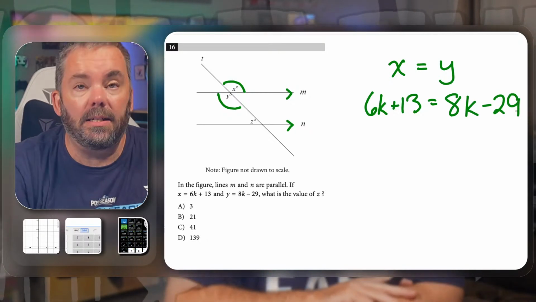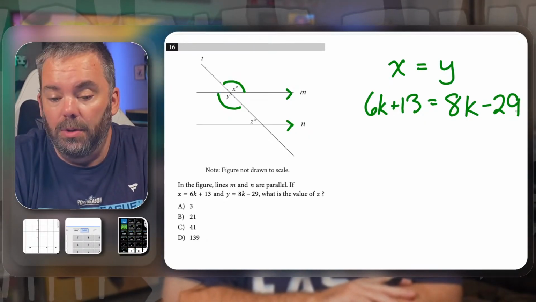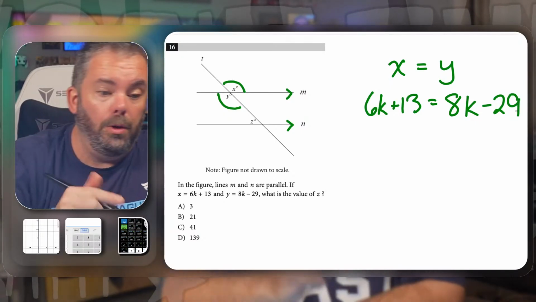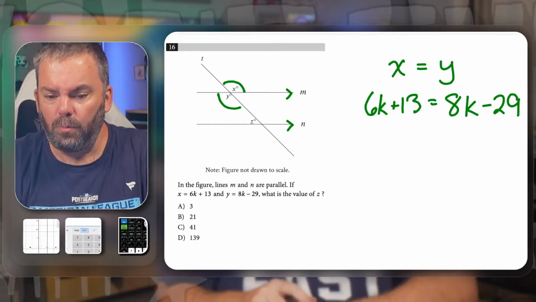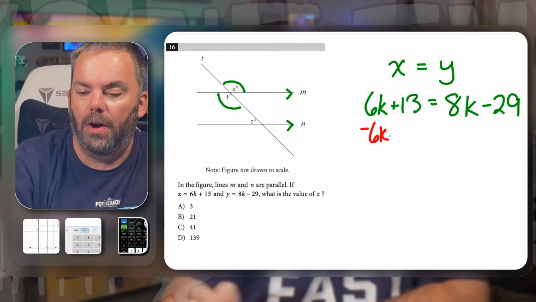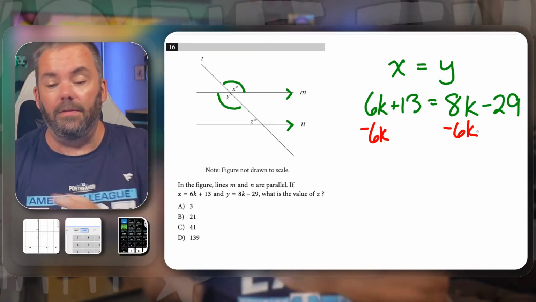So if we set x and y equal to each other, and then we substitute in what x and y both stand for, now we're having fun, man. Now we're doing some math. So what needs to happen here? Well, I'm not going to belabor this point because we've already talked about solving equations on previous days, but we need to get all of the variables together.